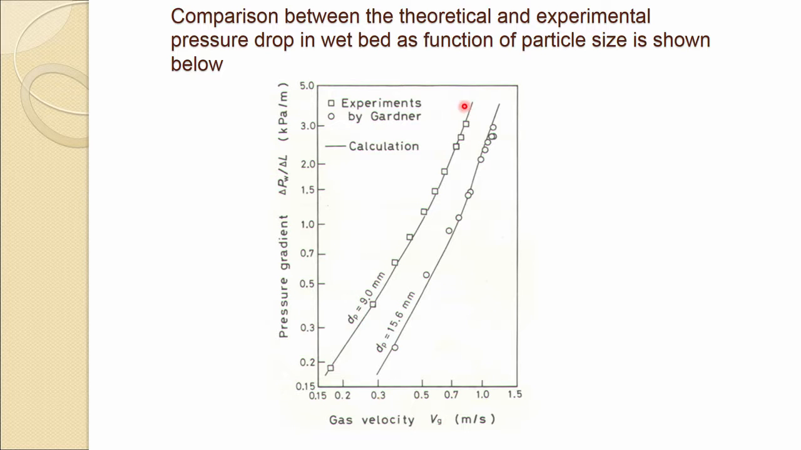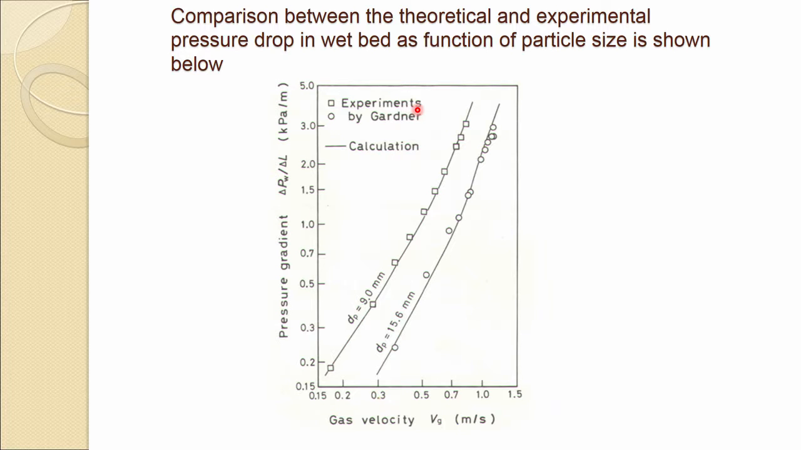So, the solid line is the theoretical line predicted by the Fukutake et al. correlation, the square ones are the experimental data, and the circles are from Gardner, a researcher who has done some work on this sort of flow. One can see very clearly that the relation developed in the previous slide can very well predict the trend in the experiment.